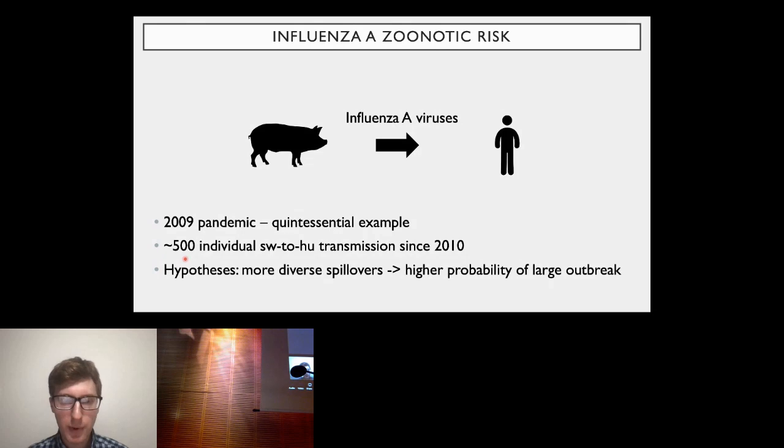Our hypothesis was that we have this large number of cases of swine to human transmission, so we can leverage that and look at the diversity of those cases as compared to the within clade diversity of swine influenza. If the spillovers are more diverse, there's a higher probability that this clade is better adapted to transmit from pigs to humans, and potentially can eventually cause a larger outbreak.